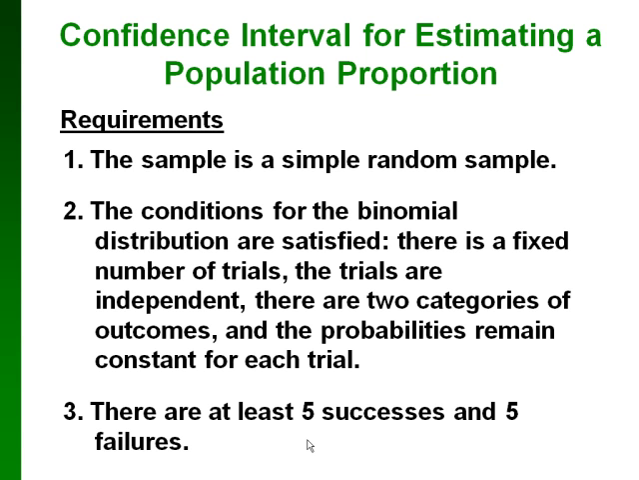First of all, the sample has to be a simple random sample, but here we have to have the conditions for a binomial distribution satisfied. So there has to be a fixed number of trials, the trials have to be independent, there have to be only two categories of outcomes, and the probabilities have to remain constant for each trial. A third requirement is that there have to be at least 5 successes and 5 failures in our sample data.